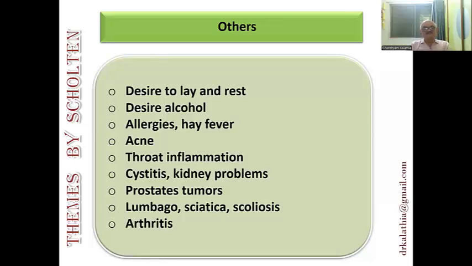Throat inflammation. Cystitis, also a kind of irritative complaint. So kidney problems are also there in them. Prostate tumors, prostatitis, especially in males. Lumbago. In a case also, you see L5, S3, S6 has a bulging. So back problem is a big issue of this group of remedies. Arthritis, many joint pains.